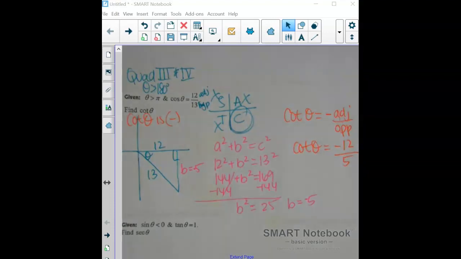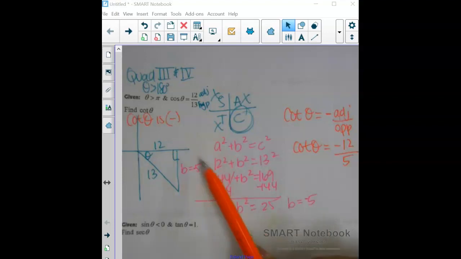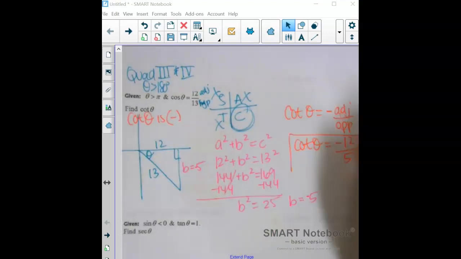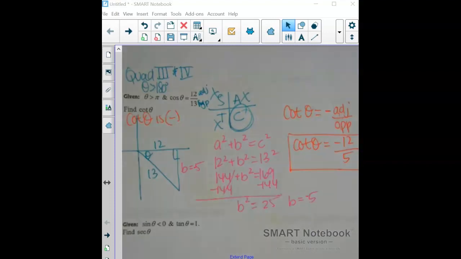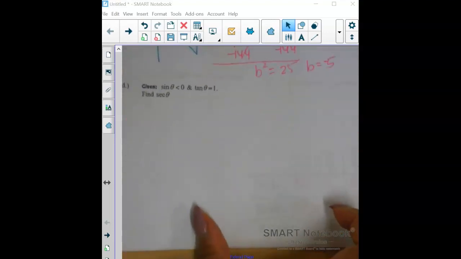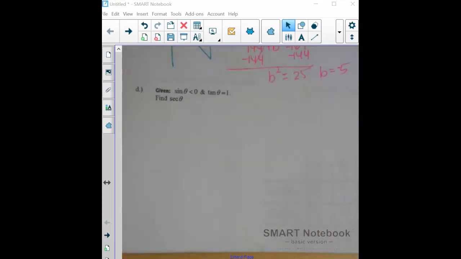I keep saying all these negatives, but keep in mind, this is just a negative answer. So we're just putting that 12 over 5. That's why I'm putting that as a negative. It's kind of a reminder. That should be your answer. Right now, I want you guys to try to do letter D completely. So do all of letter D right now.